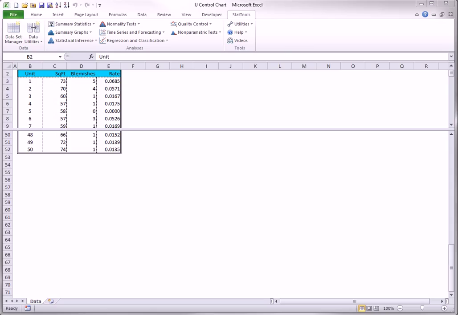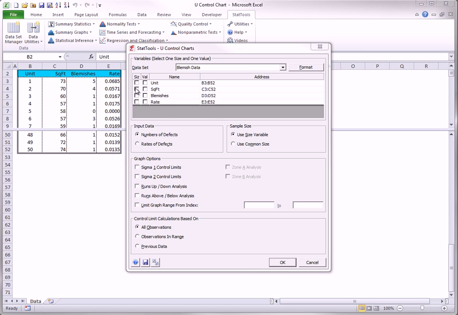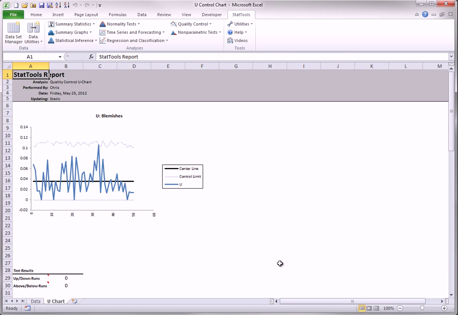This data set is a typical example for a U-chart. The rate in column E has been calculated as the number of blemishes divided by the number of square feet. This isn't really necessary. If the dialog box is filled in as shown here, StatTools uses the values of the two specified variables, square feet and blemishes, to calculate the rates, and it plots these rates in the control chart. As before, this control chart shows no out-of-control conditions. Note that its upper control limit is not constant. This is because of the unequal square footages.